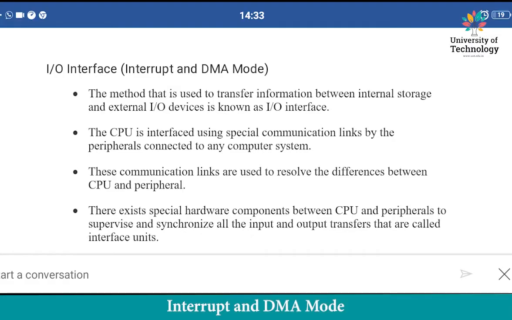Morning students. In today's lecture of computer architecture and organization, we are going to discuss the input-output interface. In this we are going to see interrupts, what interrupts are, and what DMA mode is.